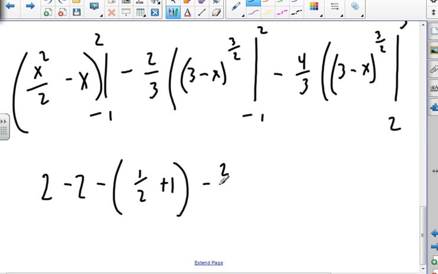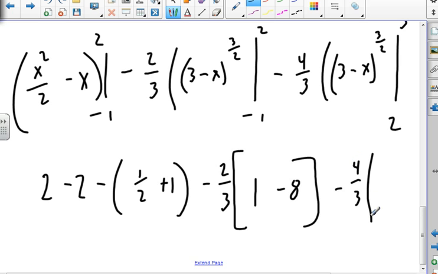Minus 2 over 3 times, I put a 2 in, I get a 1, so I get a 1. I put a minus 1 in, I get a 4, 4 to the 3 halves, that's an 8. So it'd be minus 8. Okay, I can do the same thing here. I'm going to get the same thing. So I'm going to minus 4/3 times 1 minus 8.